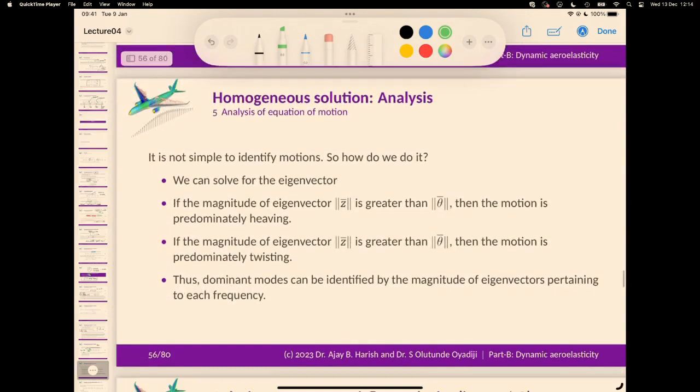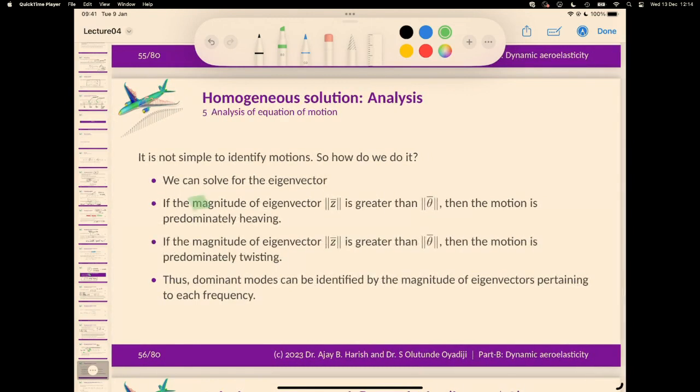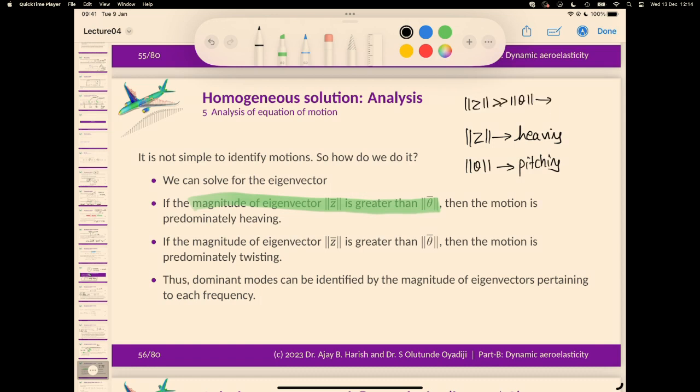Okay. So the second question is to identify which of these motions is happening. Most of the time, if you want to understand which of these motions is more dominant, I think there's some error in the slide as well. This was pointed out, thank you. So for example, z was our heaving motion, and theta was our pitching. If the magnitude of the eigenvector of z is much greater than theta, that implies it's a heaving dominated motion. So it's not that they're completely uncoupled. Maybe there's also a twisting, but heaving is more dominant. For example, if the magnitude of the eigenvector of theta was much greater than the magnitude of the eigenvector of z, then it's predominantly a pitching motion. You would probably see this more prominently than this.